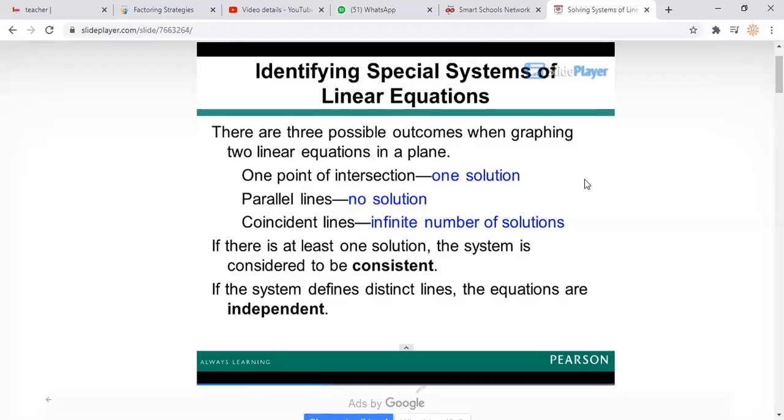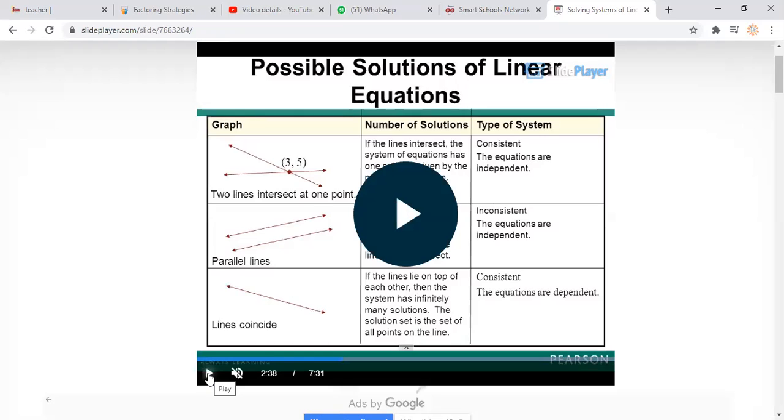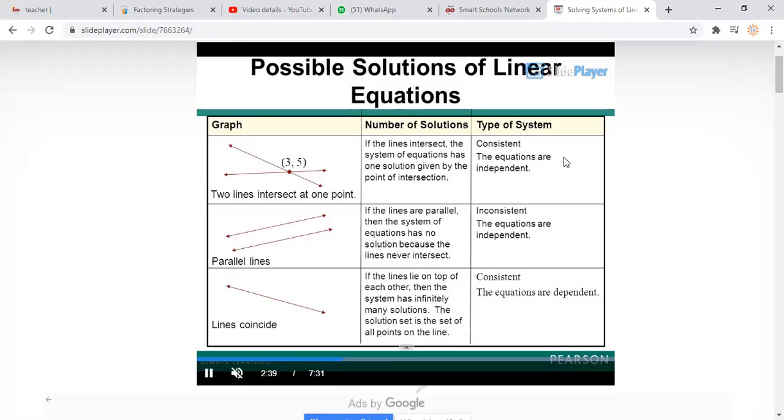If they are parallel lines, how many solutions do you expect? It will be no solution. And in case we have only one line, which means you have an infinite number of solutions. Let me say again: the number of solutions depends on how the two equations look when you represent them graphically. We studied before how to represent the two equations graphically.